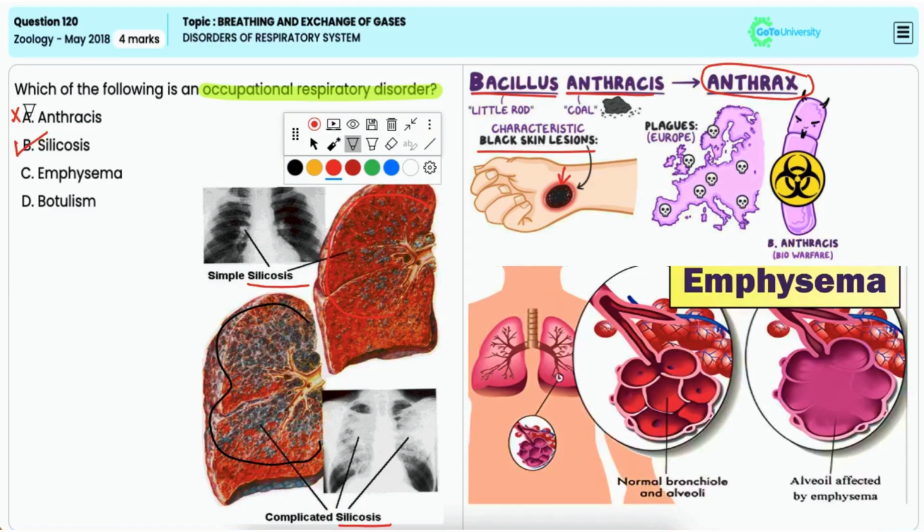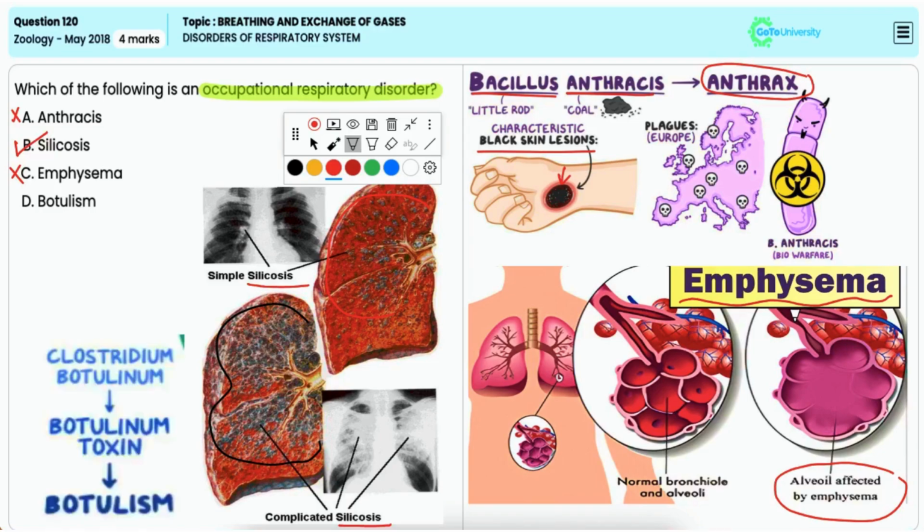Option C, emphysema. It is also incorrect because emphysema is a chronic respiratory condition where the alveoli in the lungs are damaged, leading to difficulty in breathing. And it is commonly associated with smoking rather than occupational exposure to specific dust or particles.